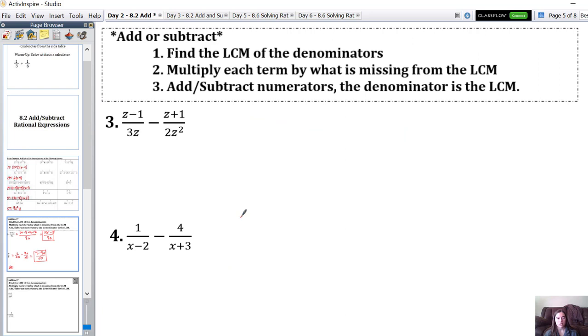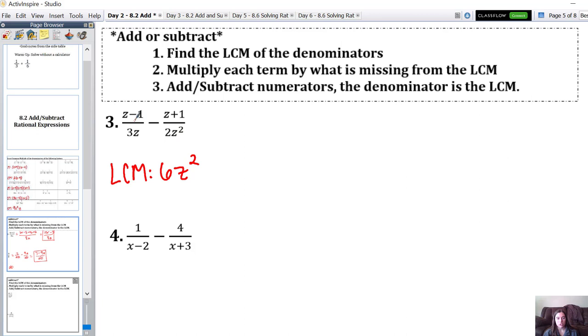In number 3, we have z minus 1 over 3z minus z plus 1 over 2z squared. So on the left, we have a 3z in the denominator, and on the right, we have a 2z squared. The left side is missing the 2 and an extra z. The right side is missing the 3. So our LCM here is going to be 3 times 2 is 6, and we need 2 z's total.